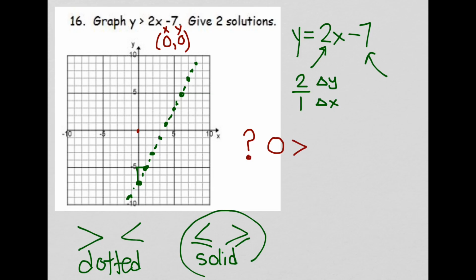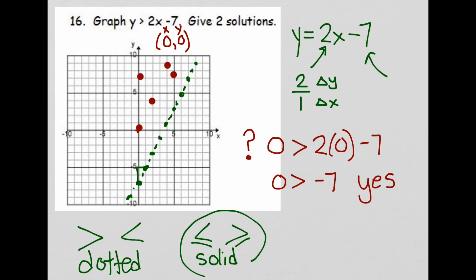Is 0 greater than 2 times 0 minus 7? Well, I don't know. That's too much for my brain to think about. Let's simplify that. Is 0 greater than, well, 2 times 0 is 0, and 0 minus 7 is -7. Hey, is 0 bigger than -7? Yes, it is. 0 is bigger than -7. So 0, 0 works. And so that means that 0, 0 is a solution, and all his friends and neighbors over here on this side of the line are also solutions.